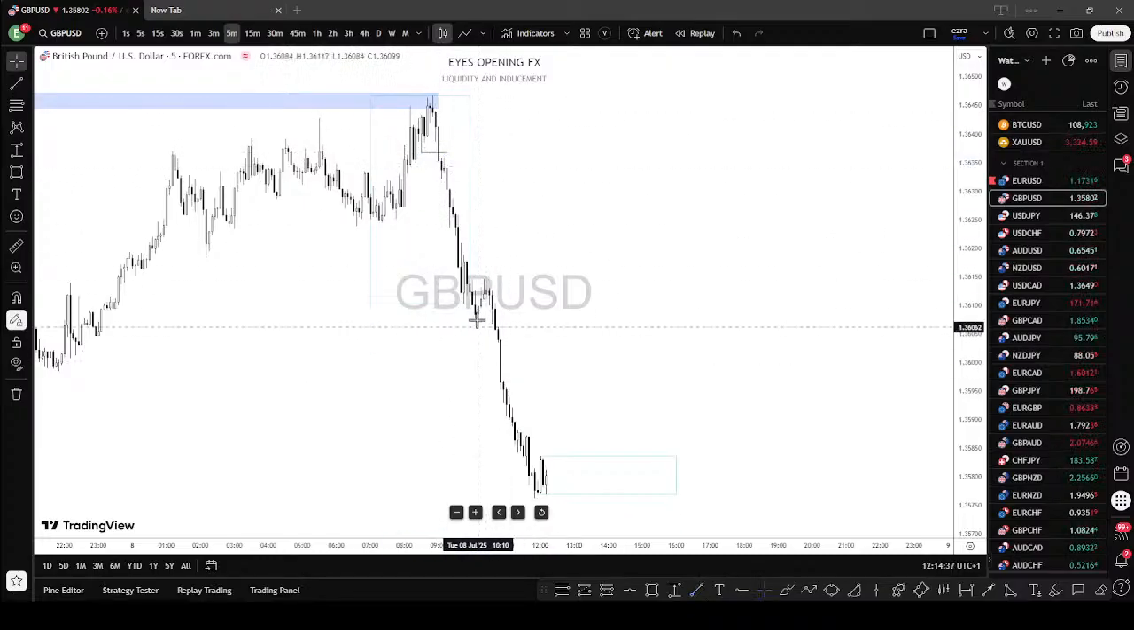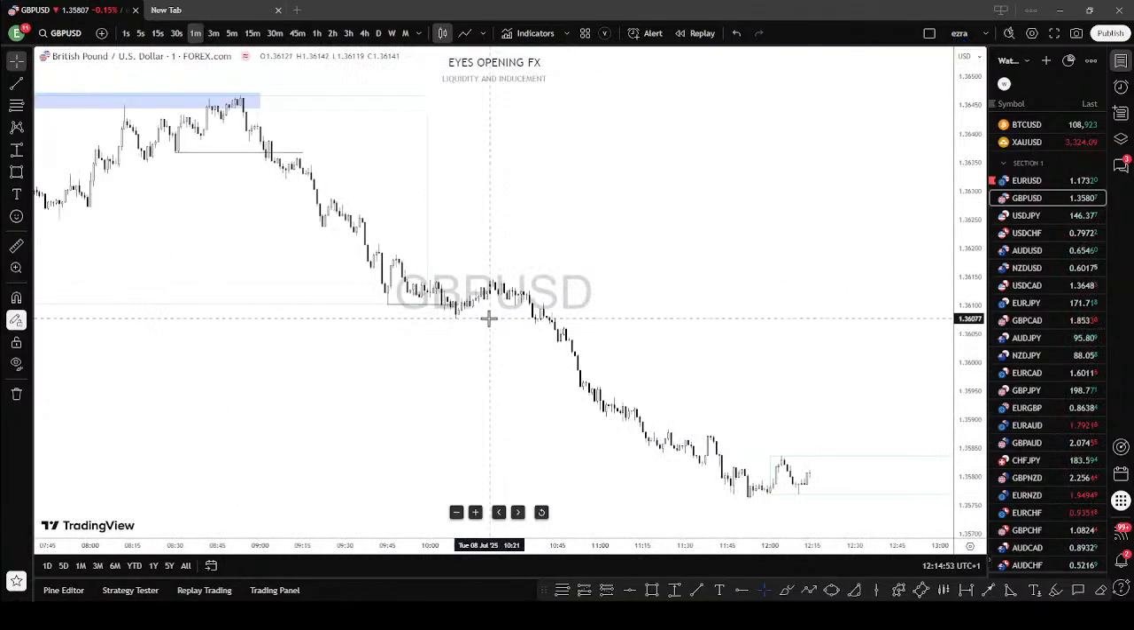So what I waited for is around this level. I waited for this engulfing. Market engulfed this low right here. So after this engulfing, the next thing is what? I scale into the 1 minute time frame. This was how I took this trade.